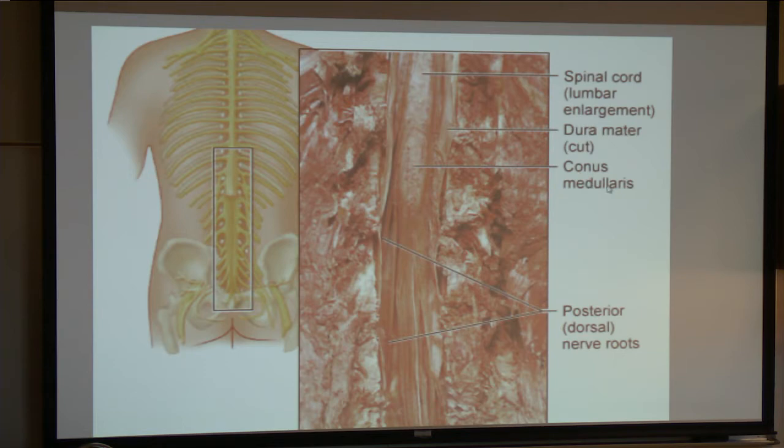Conus medullaris, that's the distal end of the spinal cord, where it comes to a cone-like tip. So you can see it comes to a point right here. That is your conus medullaris. Okay, so the cone-like tip point of the spinal cord. It's right here on this picture. You'll be asked to label this in one of your labs, which is due.